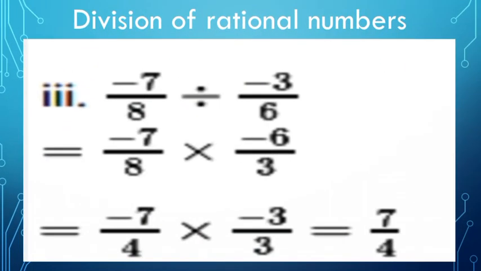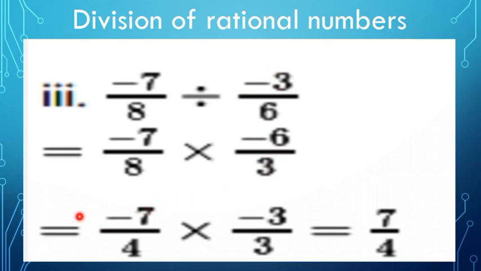Now, let's see division of rational numbers. Let's take an example, minus 7 by 8 divided by minus 3 by 6. So, minus 7 by 8, keep it as it is. Change this division sign into multiplication sign. The moment you do it, take the reciprocal of the other number. So, the reciprocal of minus 3 by 6 is minus 6 by 3, because when you multiply them, you get 1.